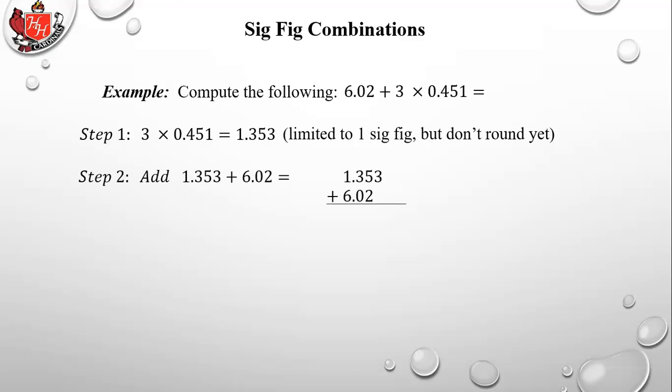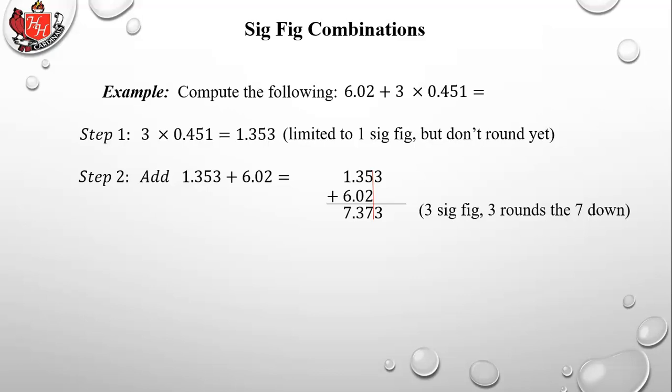So now you take that number and you add it to 6.02. Draw the line beside the 6.02 because that's the one with the least number of digits. And now you just go ahead and add. And you get 7.37. Those are the 3 significant figures. And then you have a 3 to the right. So the 3 rounds the 7 down, so it will remain as 7.37.